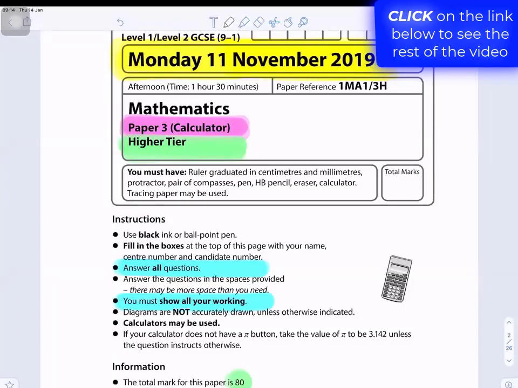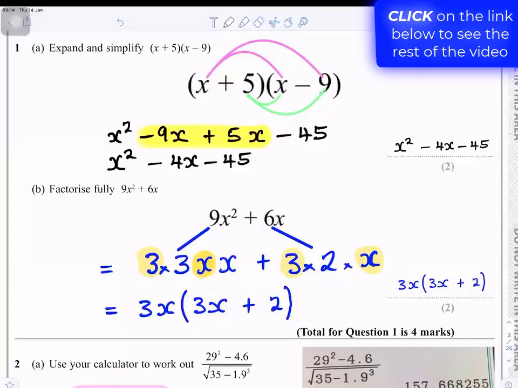2019, November, paper 3, higher tier. Question number 1. Expand and simplify x plus 5 in brackets times x minus 9.